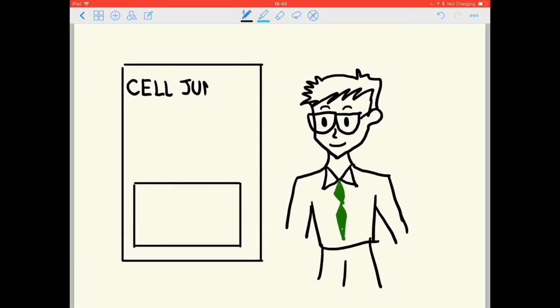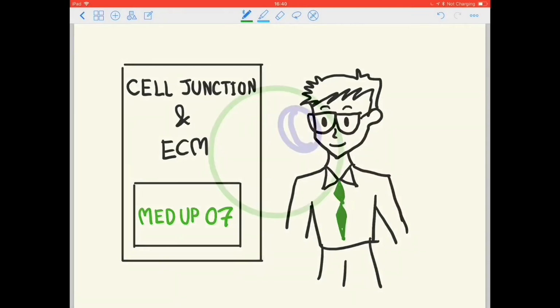Hello! Welcome to the world of cell. Today I'm going to talk about the cell junction and ECM, the extracellular matrix. Let's see the first picture.